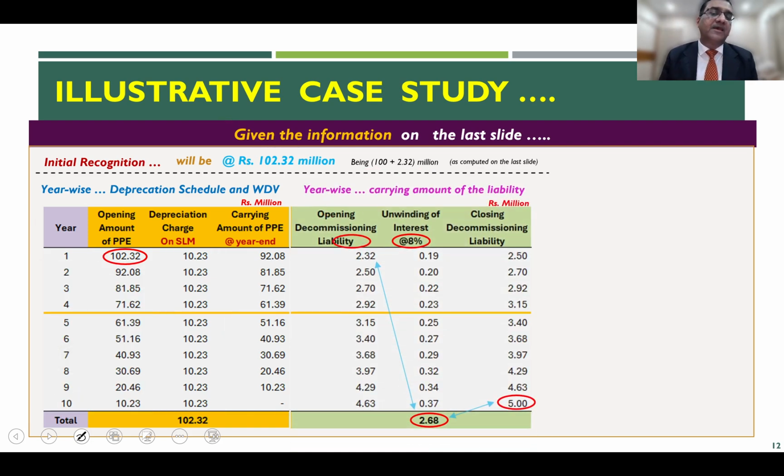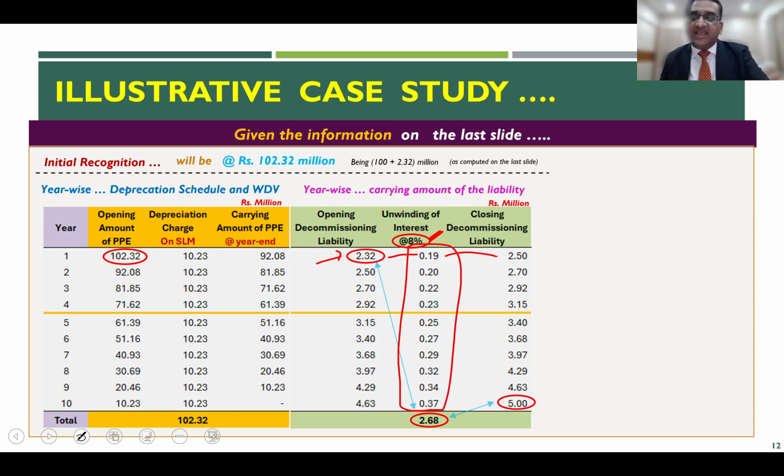What about the liability? Same way as we discussed in the previous video, you have a liability of 2.32 as opening balance. You will unwind this liability at the discount rate of 8%. And during this 10-year period, as I explained in the previous video, you will record interest expense. And therefore, your closing balance of the liability will keep increasing every year from 2.32 to 2.5, where 8% of 2.32, which is 0.19, is your unwinding of interest for year number 1. So 2.32 plus 0.19 is your closing balance of the liability.